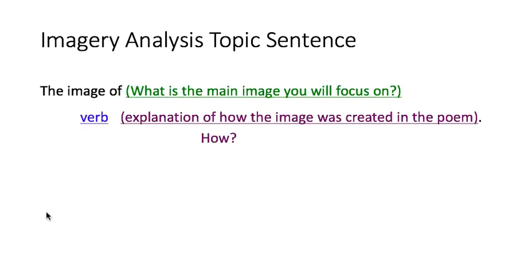Okay, I'm going to move on to the imagery paragraph. For your imagery analysis, it's going to look something like this. You're going to have the image of, and then you're going to talk about what is the main image that you're going to focus on, choose a verb, and then explain how that image was created in your poem. For your imagery analysis, you're just choosing one single image. Think about what is the most important image in that piece. So let me talk to the laboratory people first.